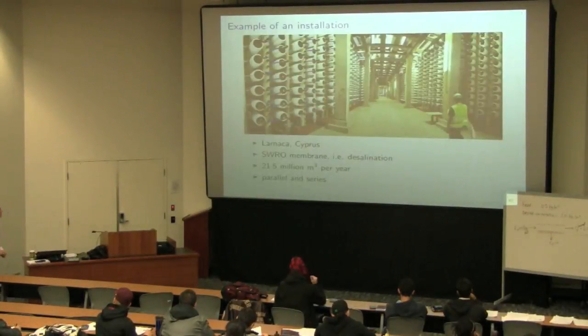Here's an example of an island in the Greece area, or Cyprus area. They use this for desalination, saltwater reverse osmosis, SWRO. We'll talk about this next week. This big installation to handle all this water treatment exists purely because they're an island surrounded by oceans, so they have no fresh water.